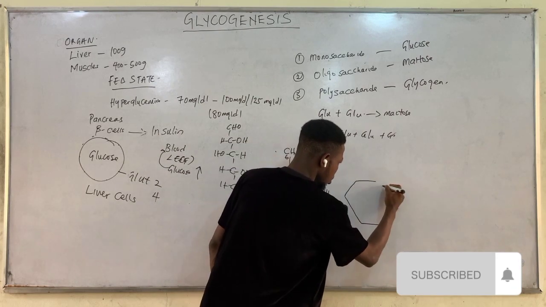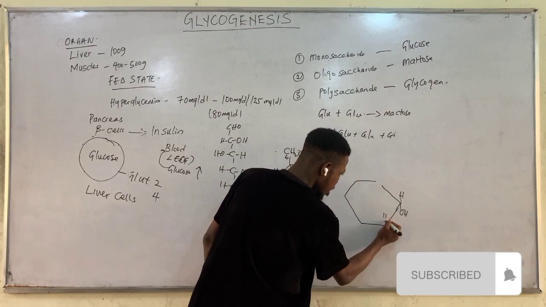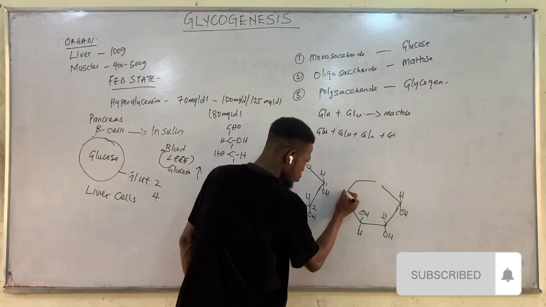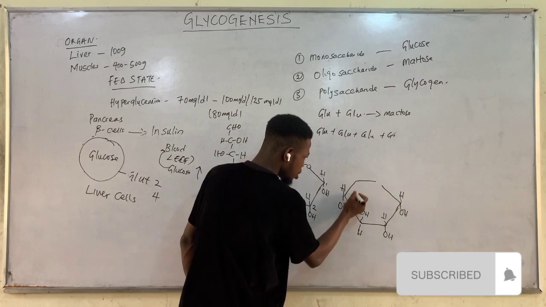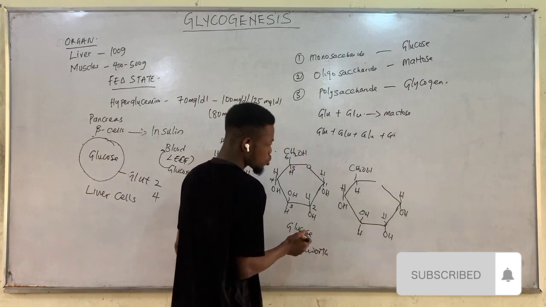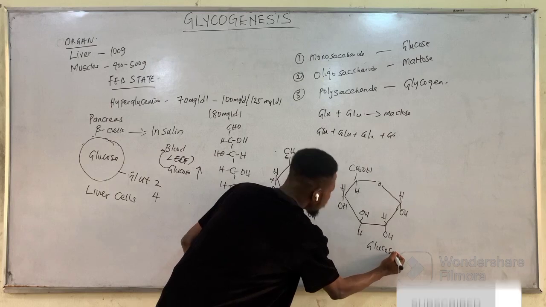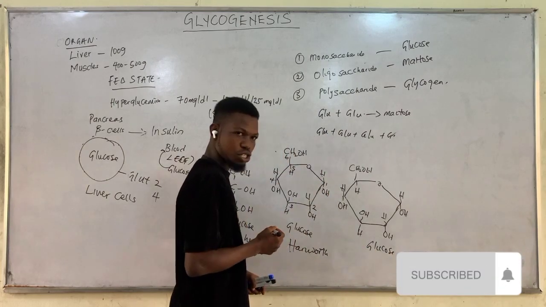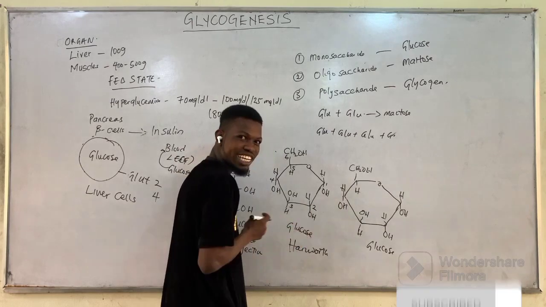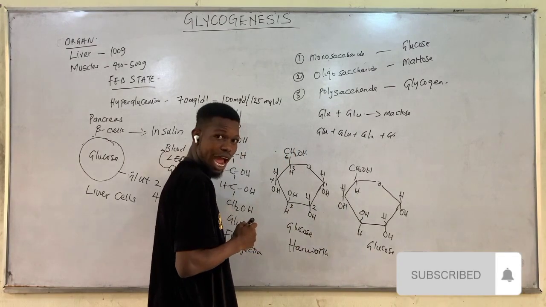So this is HOH, HOH, OH, H. We have this as OH, OH, and this has CH2OH, and this has H. So this is another glucose. So glucose plus glucose. I want to tell you the principle behind the glycosidic linkage. Now, this glucose wants to combine with this glucose.